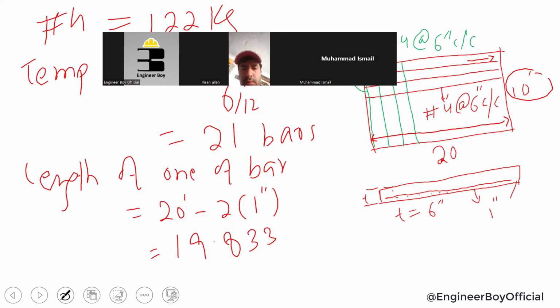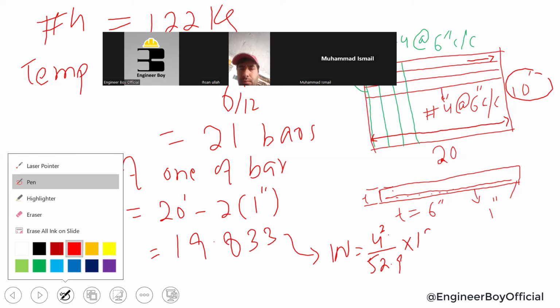19.833. Now the weight is very simple. The weight is D square by 52.9 times L. Now diameter, over here we have number 4 bar, so 4 square, that is 16, divided by 52.9 times length. Length is also known.